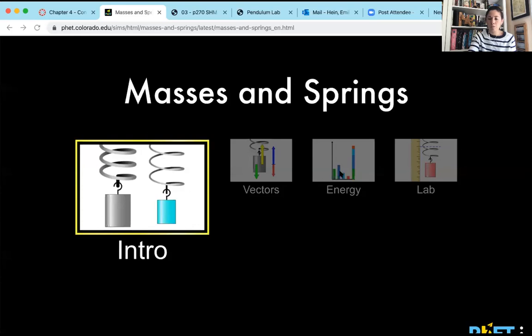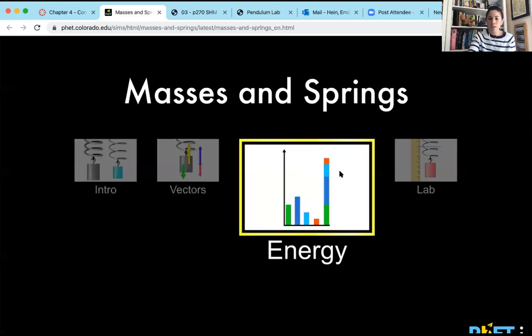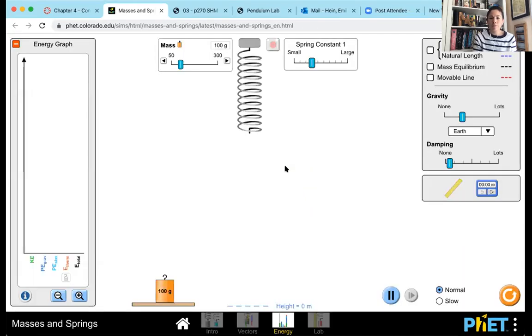So, masses and springs, and I'm going to jump to energy here. There is a link to go to this in Canvas if you want to try it out for yourself. You can see that I have a spring over here and I have a mass. What we're going to look at here is the values of kinetic energy and potential energy, so gravitational and elastic.